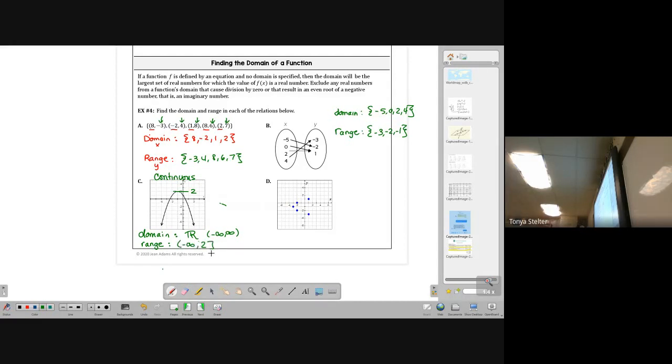The bracket means that it includes that number 2. Like it is on number 2. At 2, there's a value for X. So parenthesis non-included, bracket included.